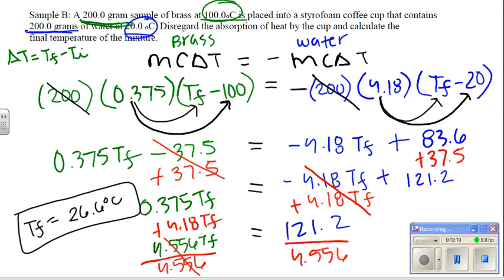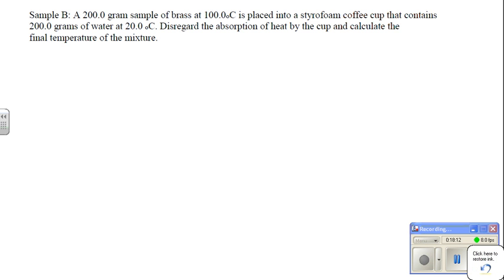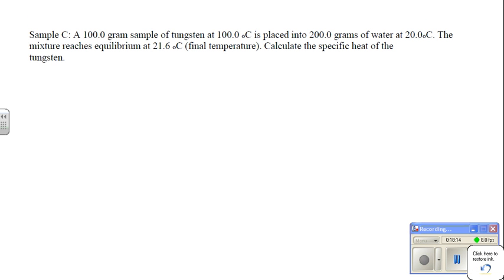Let's try another example in your notes. It's a lot less math, I promise. Sample C. Okay, now sample C says a 100-gram sample of tungsten at 100 degrees Celsius is placed into 200 grams of water at 20 degrees Celsius. The mixture reaches equilibrium at 21.6 degrees Celsius, which is the final temperature. That's the information we wanted on the last calculation. Calculate the specific heat of tungsten.